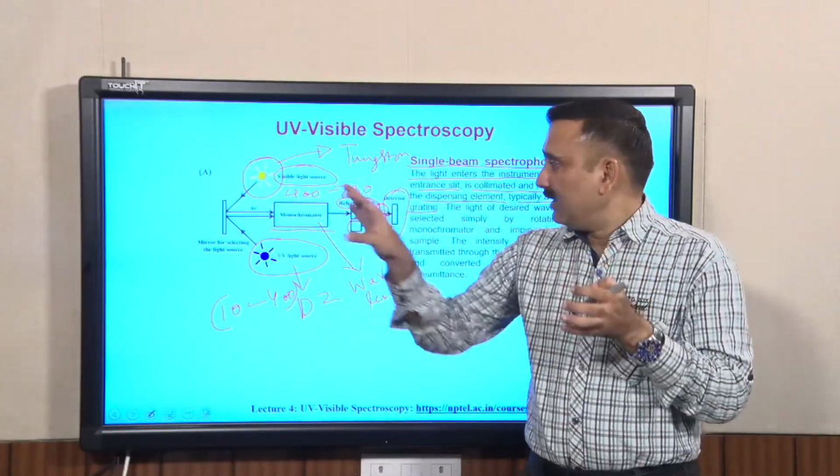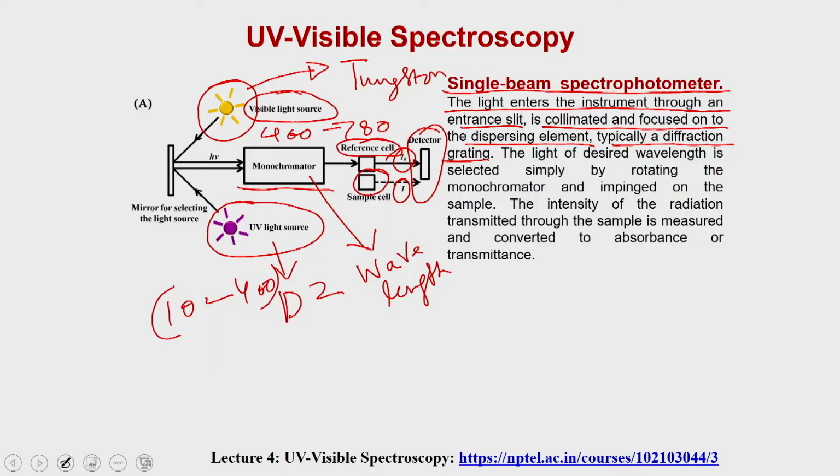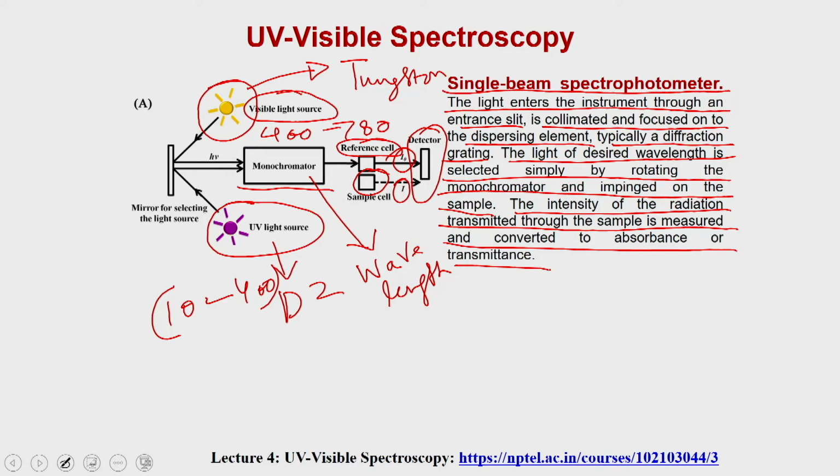So, the monochromator could be as simple as a prism or as complicated as monochromator gratings. It gives you light of the desired wavelength simply by rotating the monochromator and illuminating the sample. The intensity of the radiation transmitted through the sample is measured and converted to the absorbance or the transmittance.